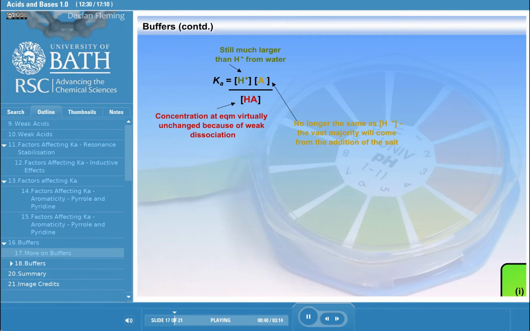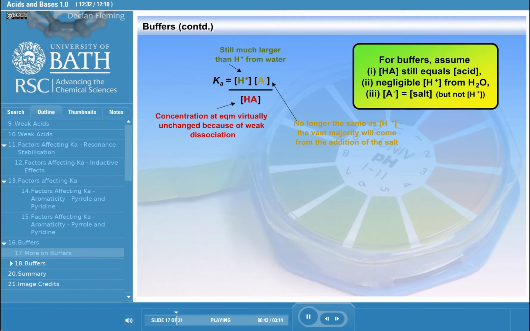So here are our key points. I'm going to rewrite HA as acid and A- as conjugate base for the moment, so it's a bit clearer what I'm talking about. We can then rearrange and write the expression in terms of H+. We have our Ka multiplied by the ratio of the acid to the conjugate base.